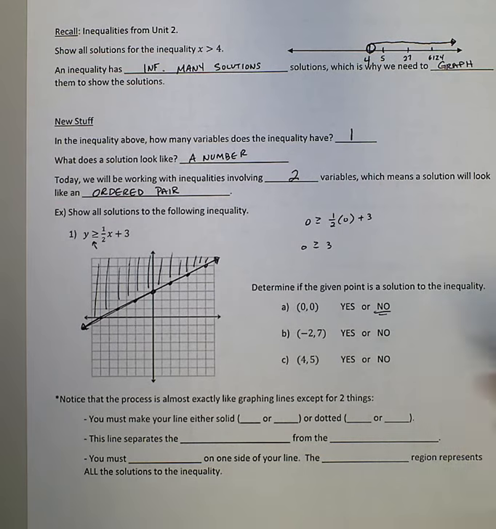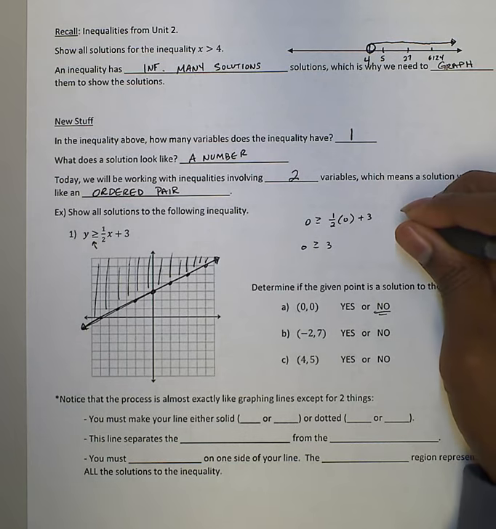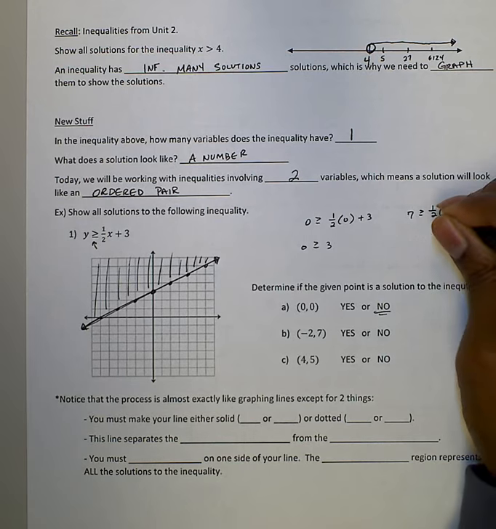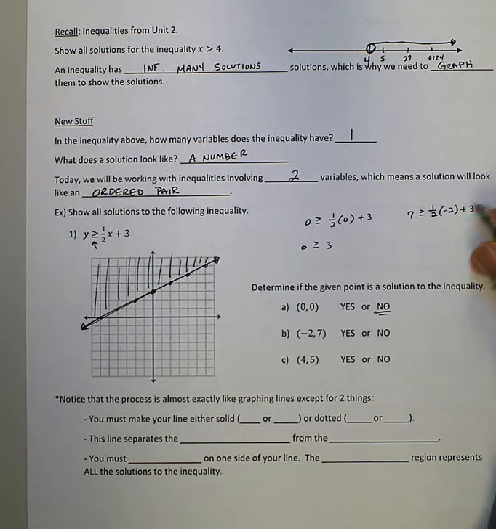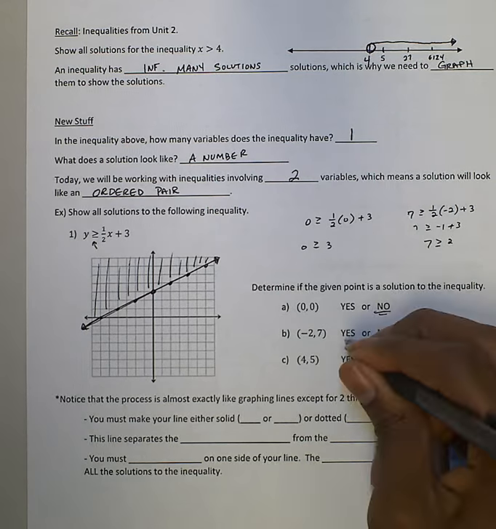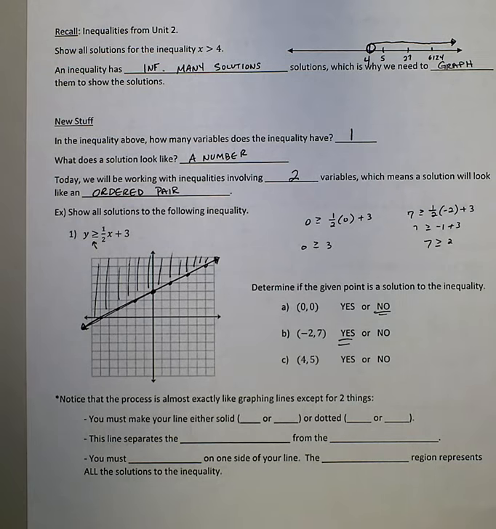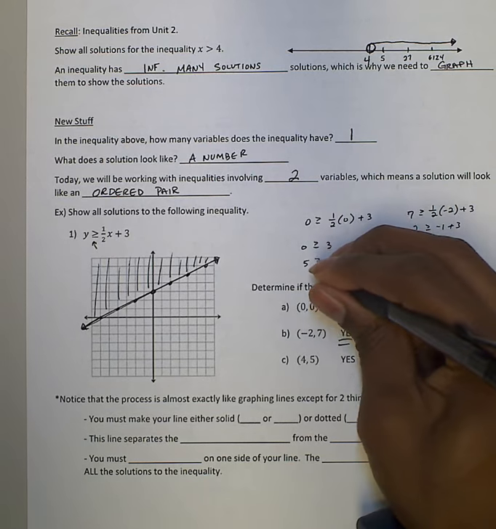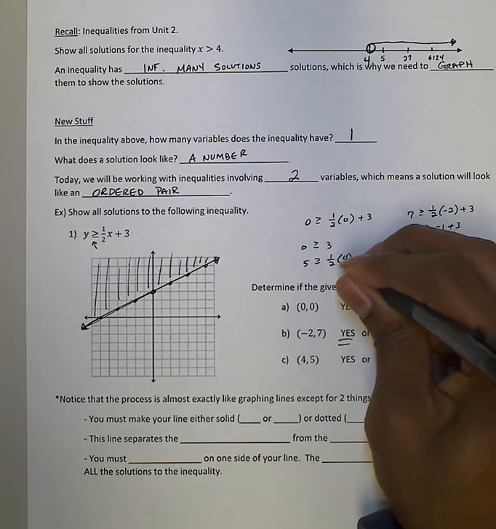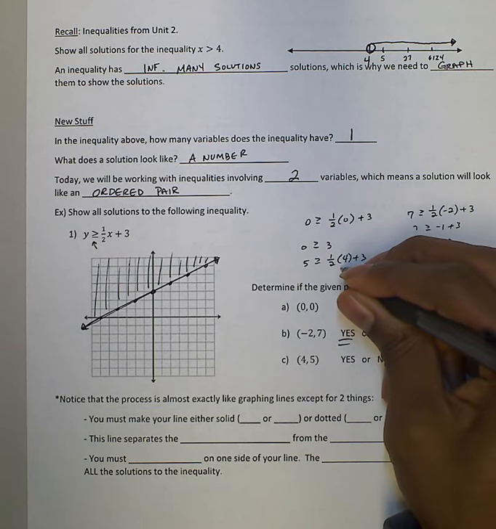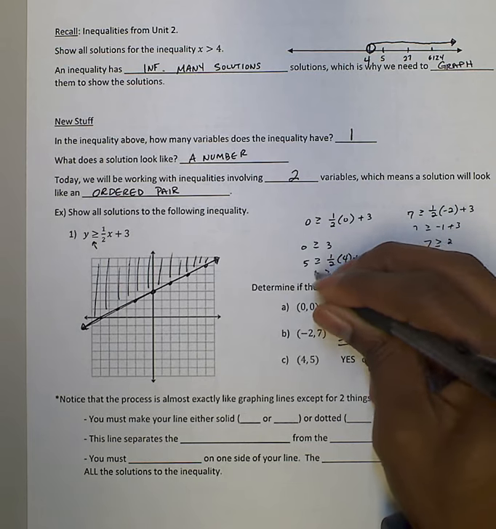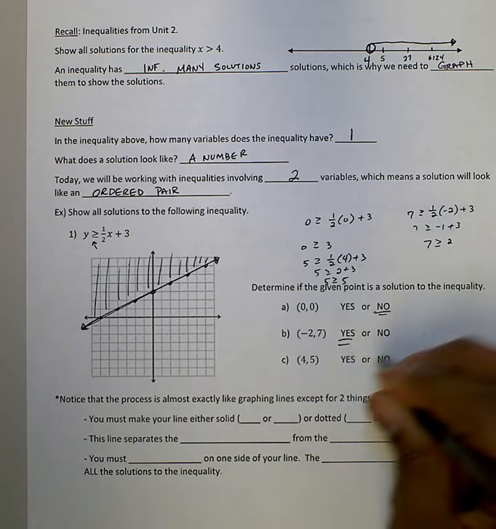Okay, I could do the same thing with (-2, 7). So I'd say 7 is greater than or equal to 1/2 times -2 plus 3. 1/2 times -2 is -1, plus 3 is 2. Is 7 greater than or equal to 2? Yes. Do the same thing for (4, 5). 5 is greater than or equal to 1/2 times 4 plus 3. 1/2 times 4 is 2, 2 plus 3. Is 5 greater than or equal to 5? Yes. Okay.